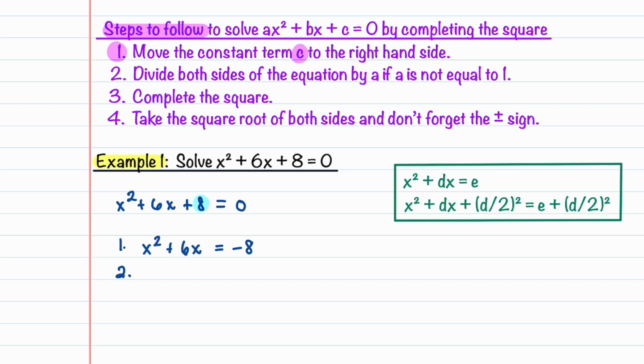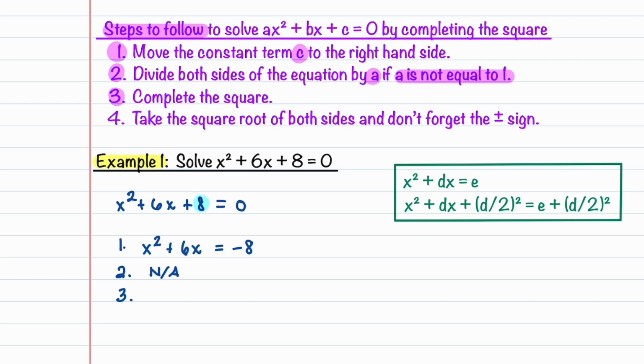Our second step is to divide both sides of the equation by a if a is not equal to 1. In this example, a is equal to 1, so we'll just write not applicable. And let's move on to step 3. Let's look back above. Step 3 says that we are to complete the square. On the right, in green, I've written down the formula for completing a square. You don't need to memorize this formula, but I think it helps to look at it when you're doing these types of problems for the first time.